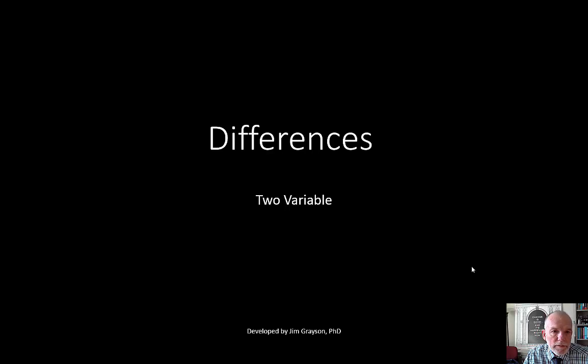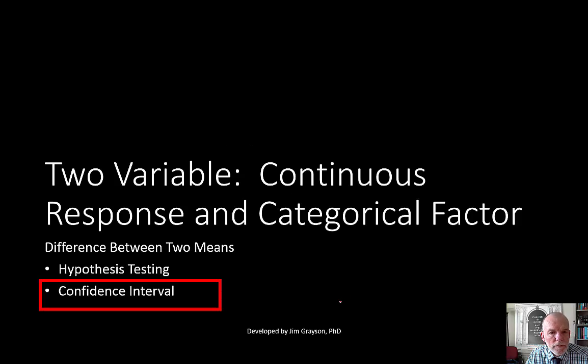Welcome back. Let's look at differences in two variables now. We have a continuous response and a categorical variable. We'll look at both hypothesis testing and confidence intervals.